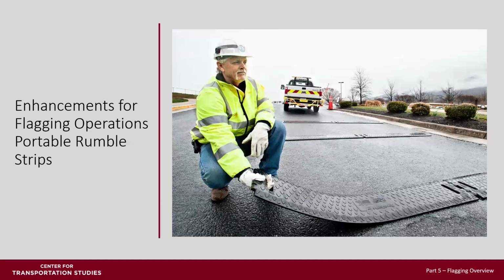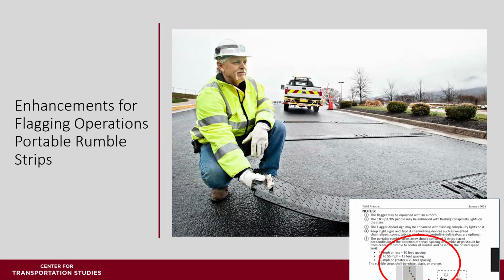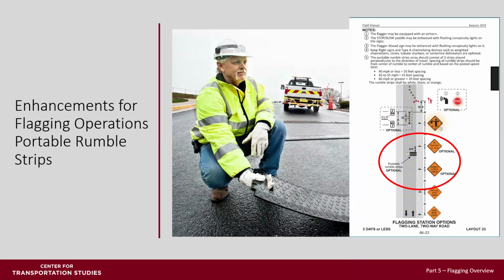Portable rumble strips in advance of the flagging operation can alert inattentive and distracted drivers of the presence of the work zone and the flagger. Proper location is shown in layout 23 of the field manual.